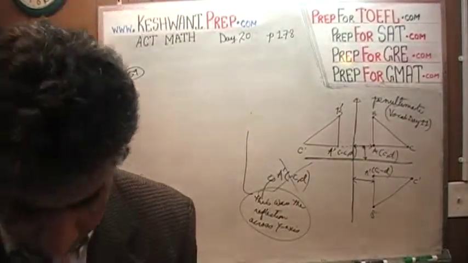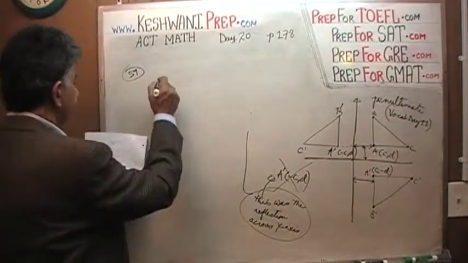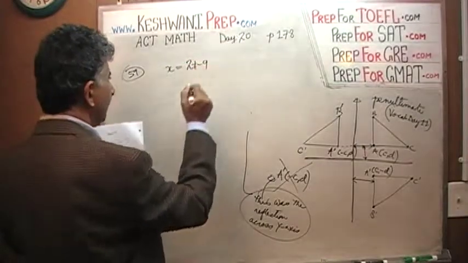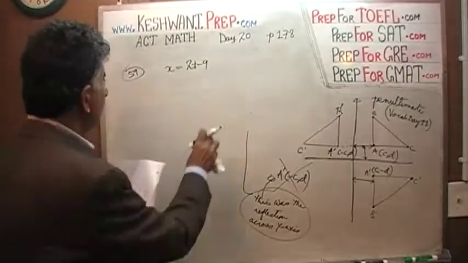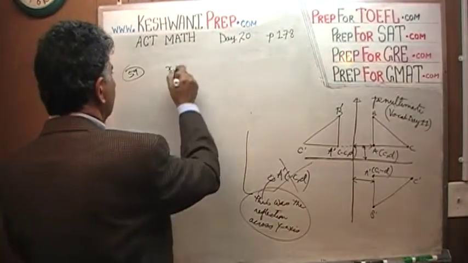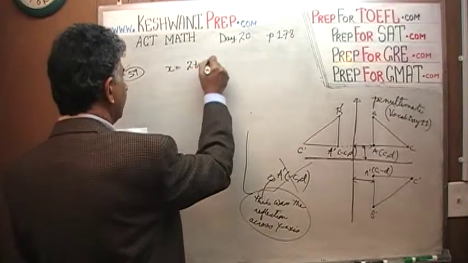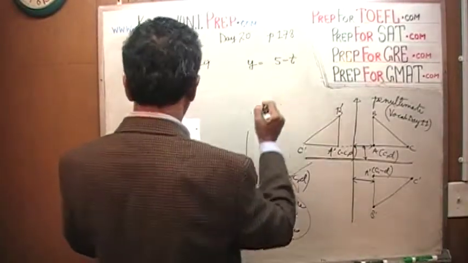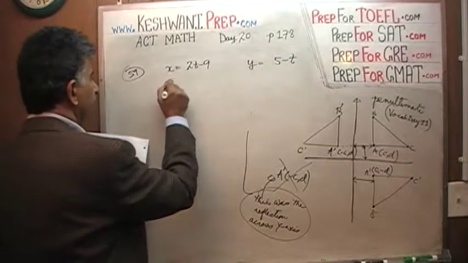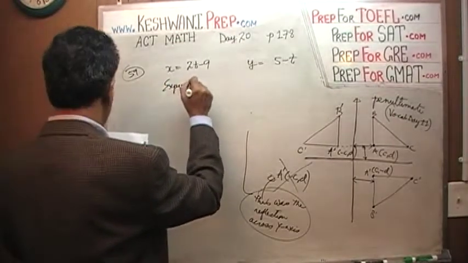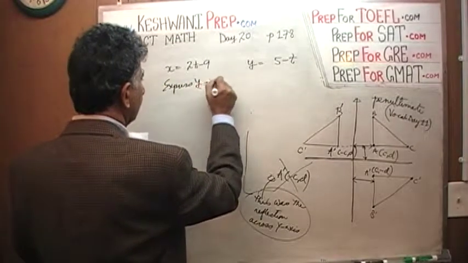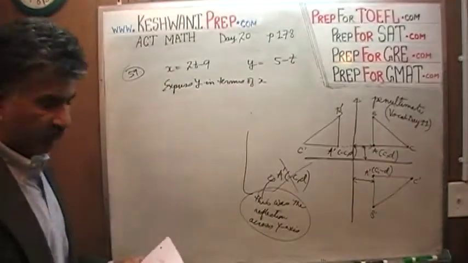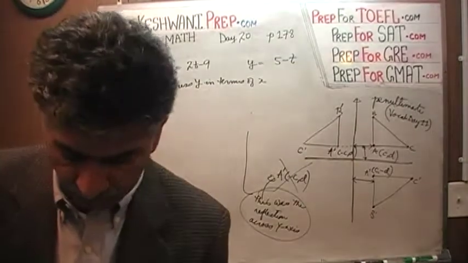Let's do number 59, the penultimate one. It says x is equal to 2t minus 9, and y is equal to 5 minus t. And the question is, we have to express y in terms of x. Well, that's pretty straightforward.